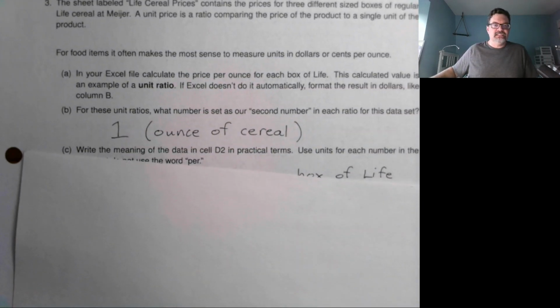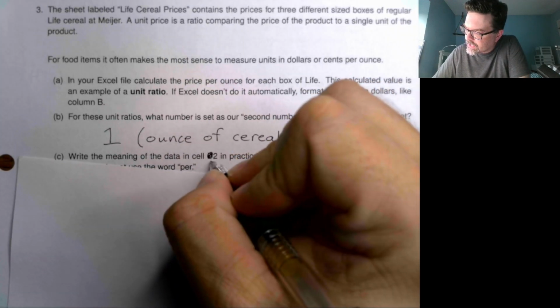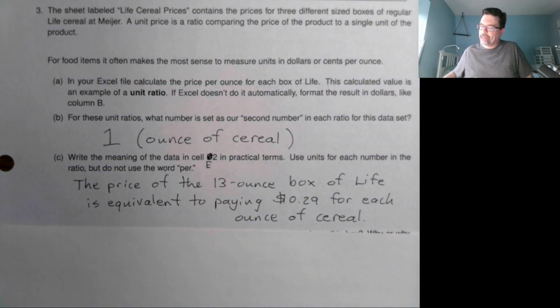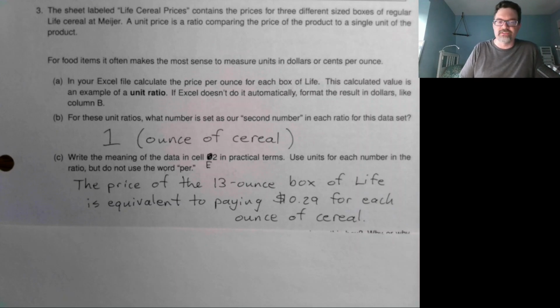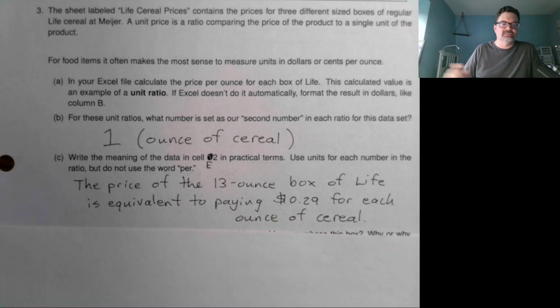So in cell D2, no, D2? Oh, I moved it. That should be E2 now. We're going to change that. E2. We got 0.29. We got 29 cents right there. So this is saying, yes, the price of this 13-ounce box, this regular size box of Life, is equivalent to paying 29 cents for each ounce of the cereal.